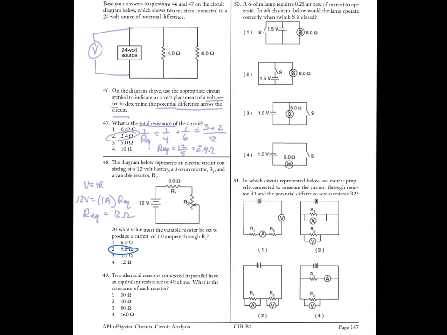Now, number 49. Two identical resistors connected in parallel have an equivalent resistance of 40 ohms. What is the resistance of each resistor? If you remember our shortcut, if we have here 2 resistors of equal value, let's say 8 and 8, the shortcut is to take that value and divide it by the number of branches. So 8 ohms, 2 8 ohm resistors, split over 2 branches. 8 divided by 2 is 4. So the equivalent resistance of this particular parallel set is 4 ohms.